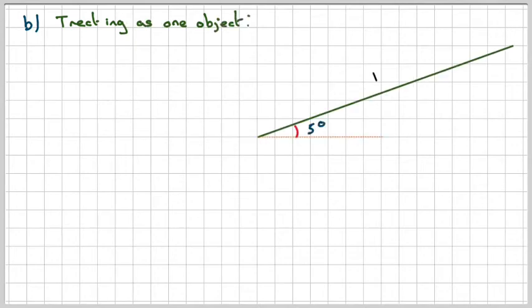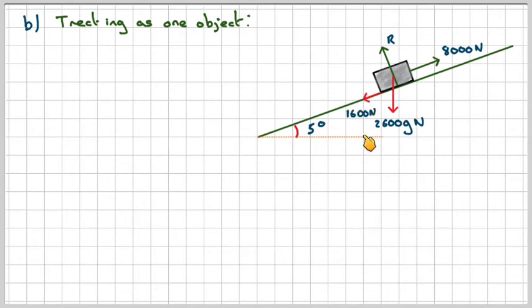Right, so if we want to find the acceleration, then really we should just treat the system as one object. So now this represents both the car and the trailer. So we've got 8,000 acting upwards, a combined weight of 2,600 g newtons, and a combined resistance acting downwards of 1,600 newtons, and the acceleration.